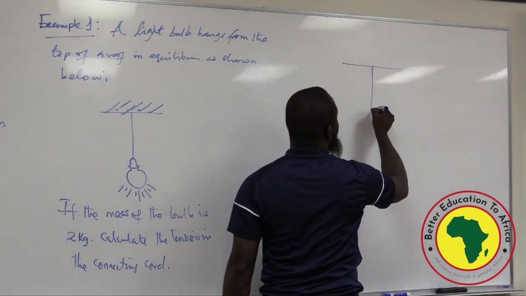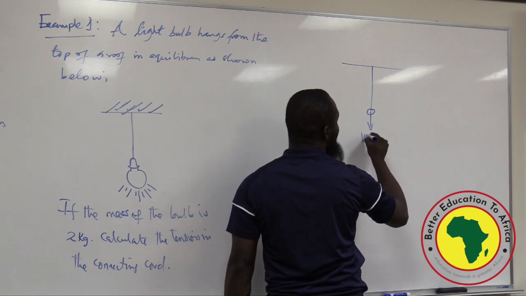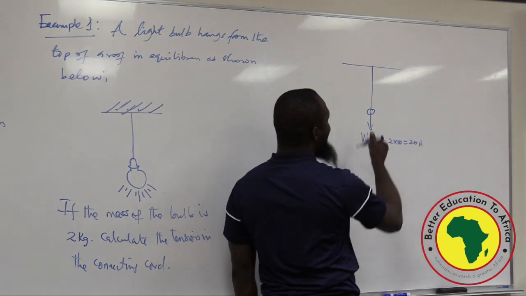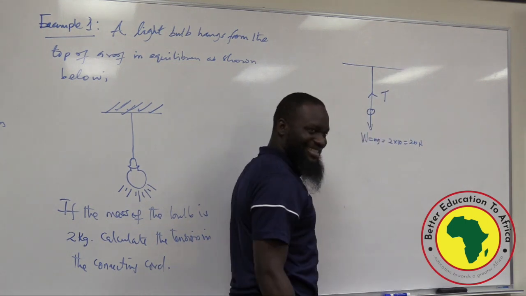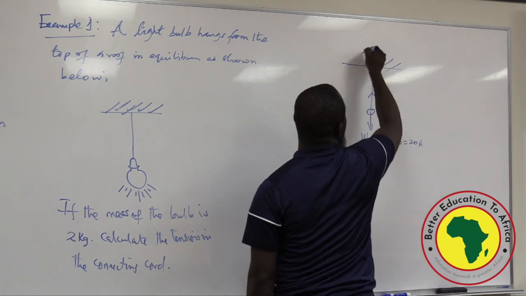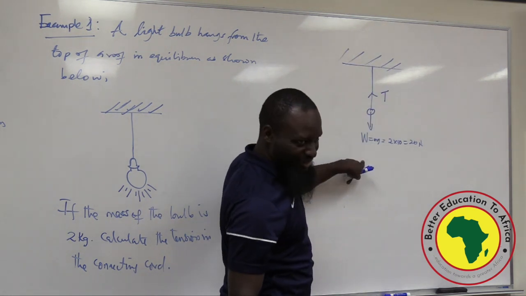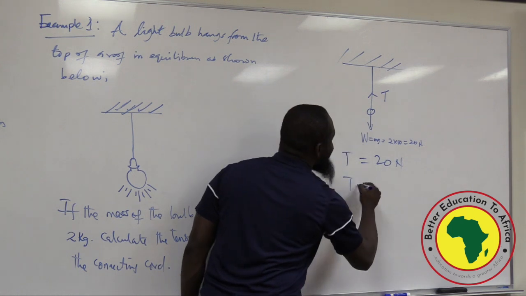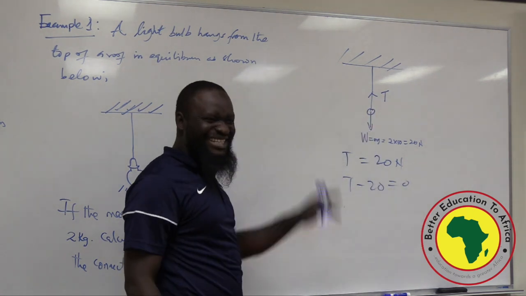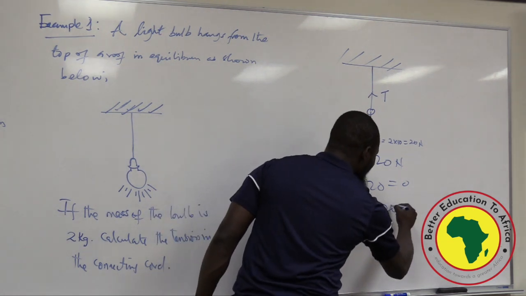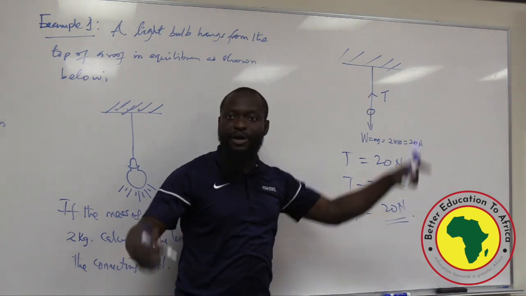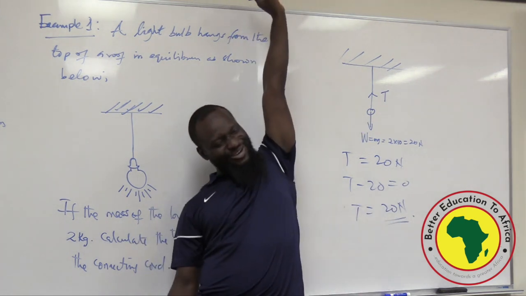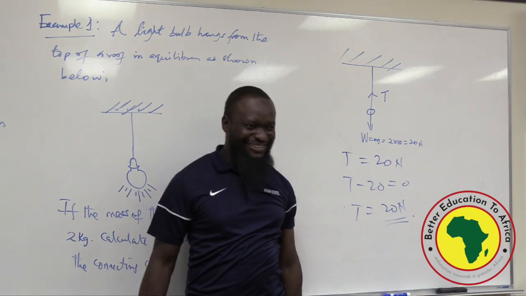Now we draw the free body diagram. We have the bulb here. The mass is 2 kilograms. So what is the weight? mg, 2 times, let's use 10, 20 newtons. The tension is going to go upward with respect to this object, and this is the roof. We are told it's in equilibrium, so what has T got to be? 20. T has to be 20 newtons because T minus 20 has to be 0 along the y-axis. The net force has to be 0. So if the weight going down is 20 newtons, the tension going up is 20 newtons.